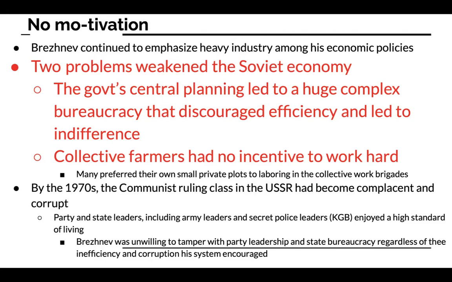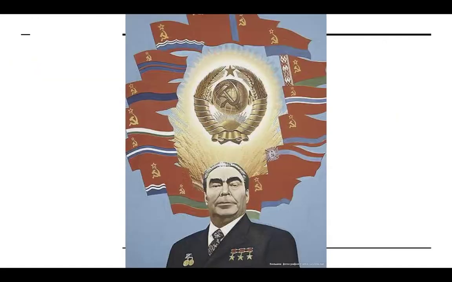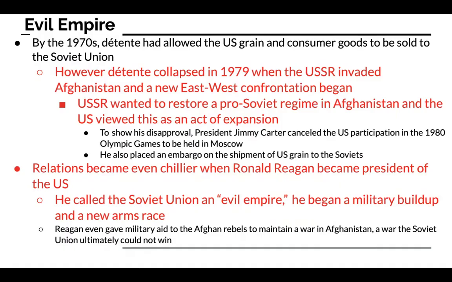In the 70s, the communist ruling class in the Soviet Union had become complacent and corrupt. Party and state leaders, including army leaders and secret police leaders of the KGB, enjoyed a high standard of living. Brezhnev was unwilling to tamper with party leadership and state bureaucracy, regardless of the inefficiency and corruption his system encouraged. So that's Brezhnev and the Soviet Socialist Republics. His thick old eyebrows.